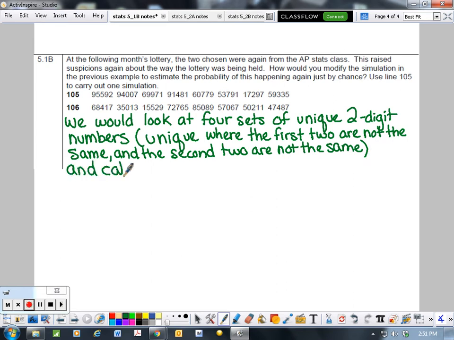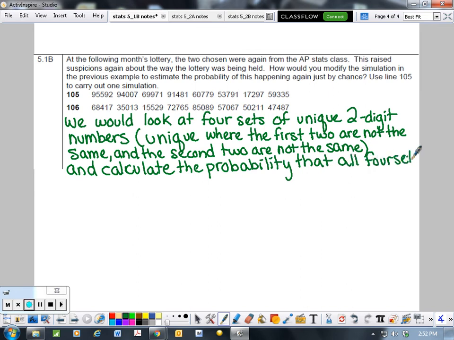And calculate the probability that all 4 sets are in the range. Actually, not the range. Are in the AP Stats class. Reiterating to myself, that's 01 to 28.